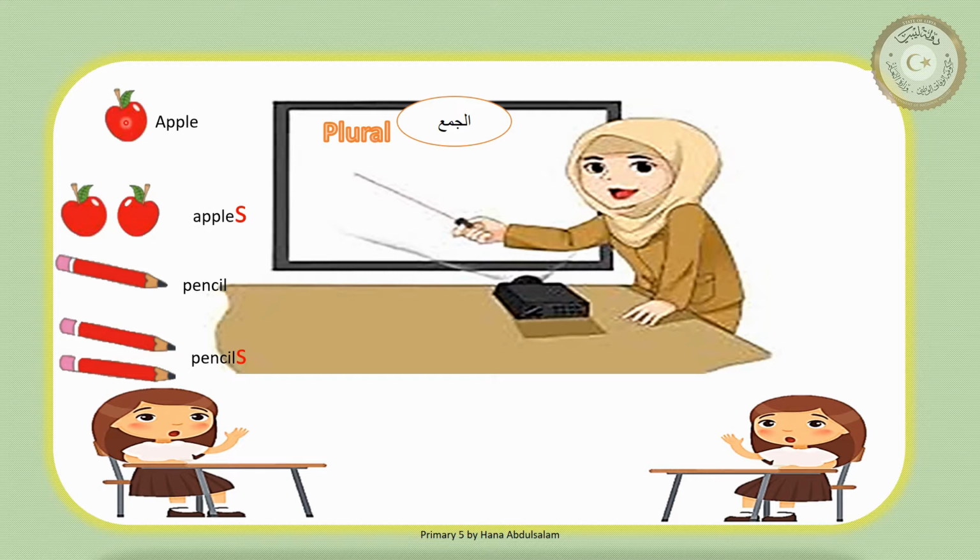So with one, we write apple like this. But with two, we write apples. We add S. So apple, apples. Look at these. This is a pencil. One pencil. What about these? Pencils. We add S. Why S? Because they are plural.